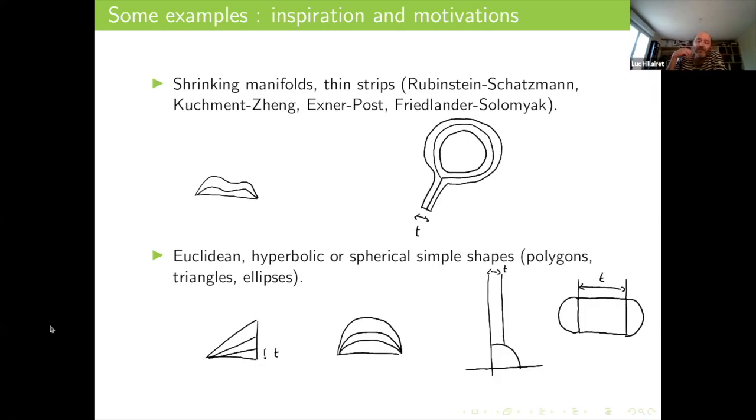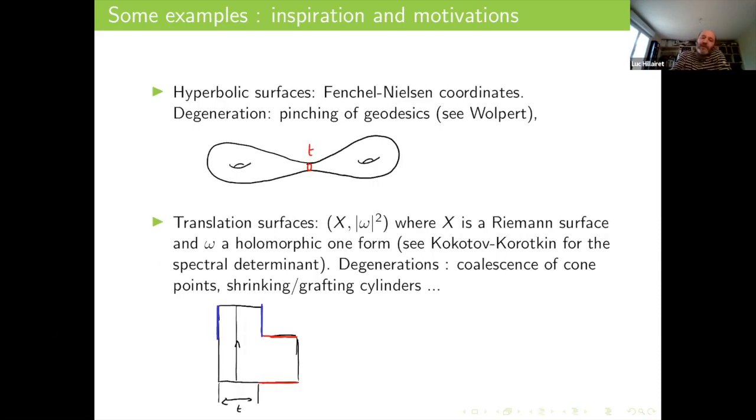I also mentioned this stadium billiard, which has been studied by Hassell, and that will come up a bit later in the talk, where here you move the length of the rectangular part of the billiard. Another kind of motivation is hyperbolic surfaces, where you have Fenchel-Nielsen coordinates. For each geodesic, you have a length and a twist parameter. Then you have several degeneration scenarios, which mostly correspond to pinching of geodesics, and that has been studied by Wolpert.